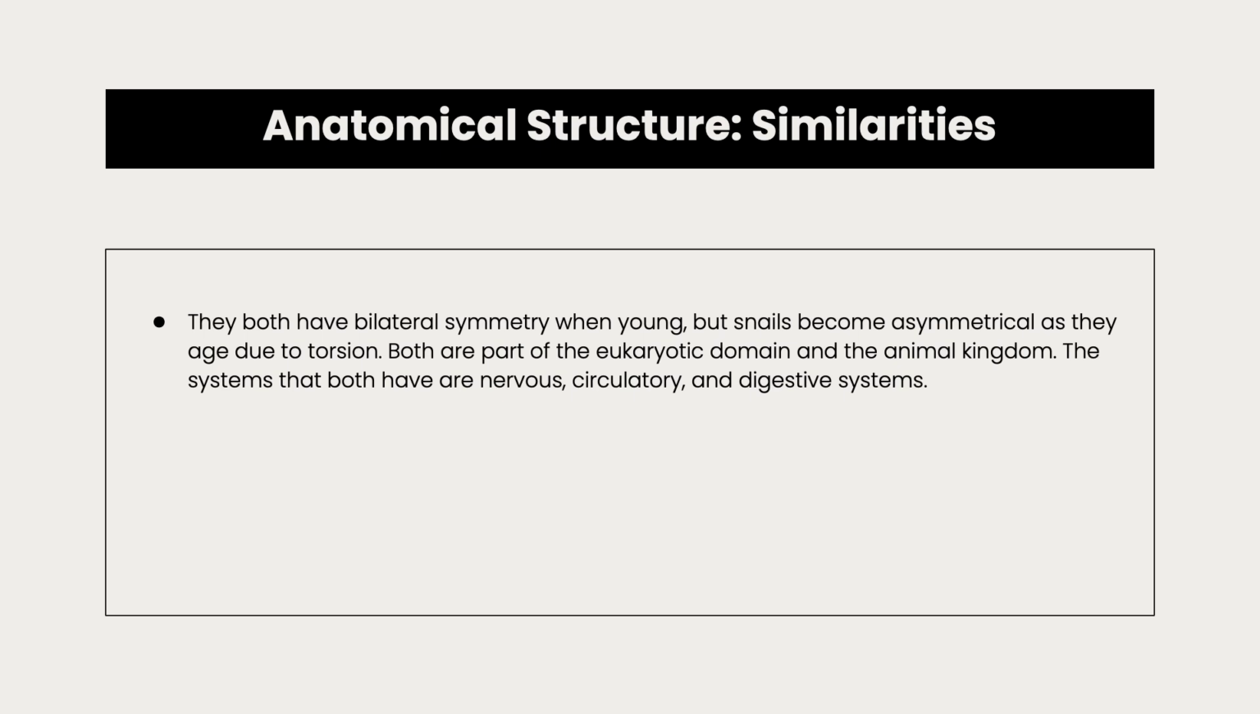Anatomical structure similarities: they both are bilateral when young, but then snails become asymmetrical as they go through torsion, which is basically the twisting of their body. Both are part of the eukaryotic domain and the animal kingdom, and this is pretty much all their similarities, as they have diverged a very long time ago. But they all have the nervous system, the circulatory system, and the digestive system in common, but pretty much nothing else. Maybe besides both of them being able to live in land environments.